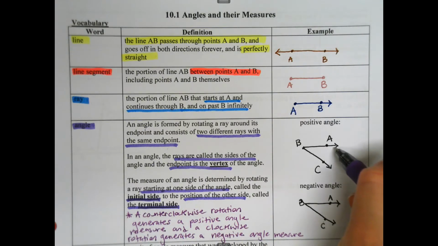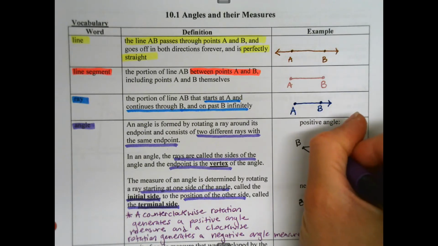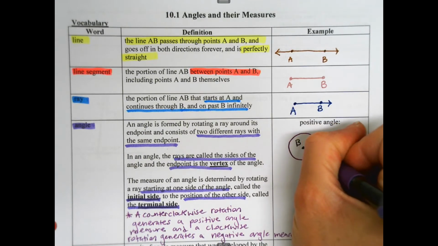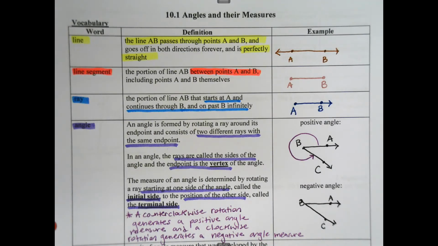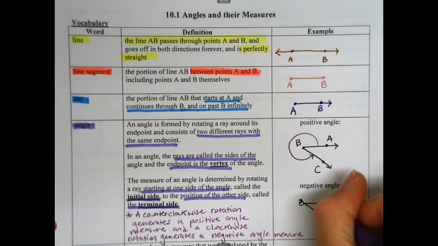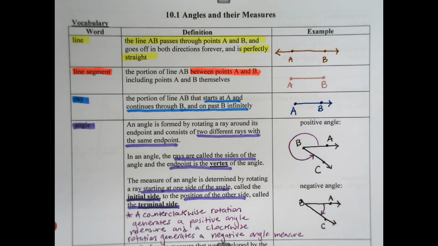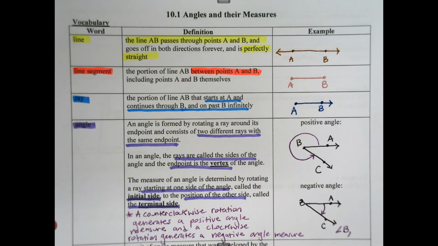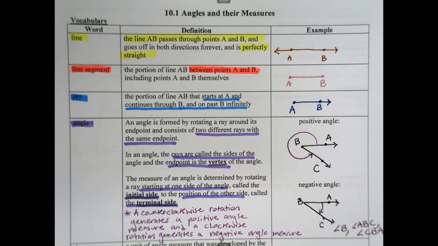So if we have this angle ABC, and we are rotating in this direction, that would be a positive angle. And if we have this angle ABC and we are rotating in this direction, that would be considered a negative angle. Also, remember, we can name an angle based on either its vertex, we could call this angle B, or usually we will use 3 letters. We could call this angle ABC, or we could call it angle CBA. That middle letter always has to be the vertex.